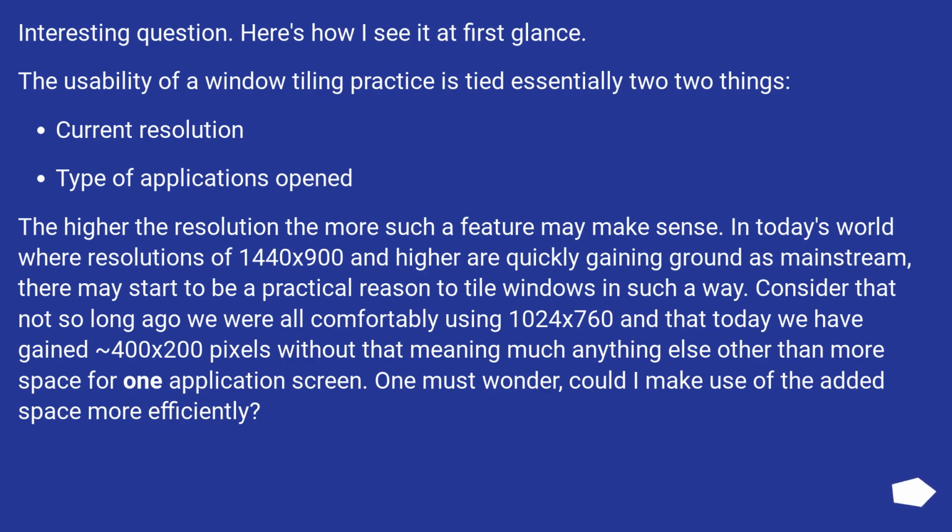The higher the resolution, the more such a feature may make sense. In today's world where resolutions of 1440 by 900 and higher are quickly gaining ground as mainstream, there may start to be a practical reason to tile windows in such a way. Consider that not so long ago we were all comfortably using 1024 by 768 and that today we have gained 400 by 200 pixels without that meaning much of anything other than more space for one application screen. One must wonder, could I make use of the added space more efficiently?